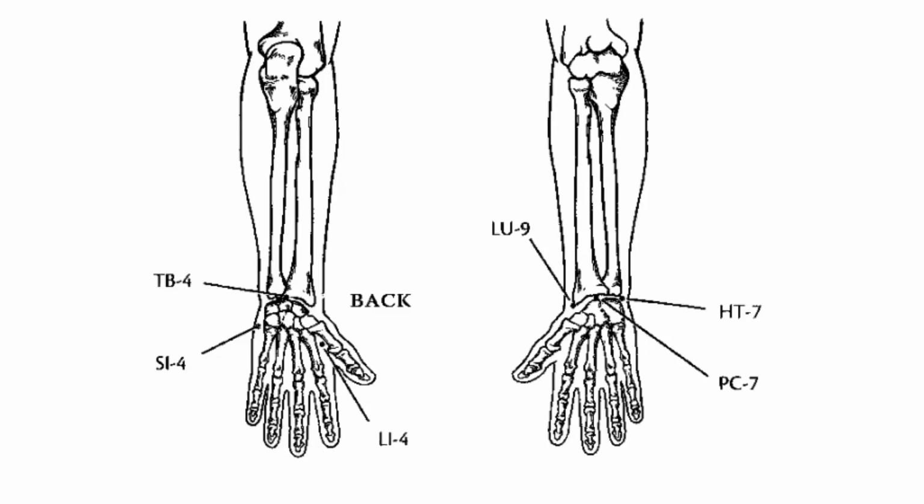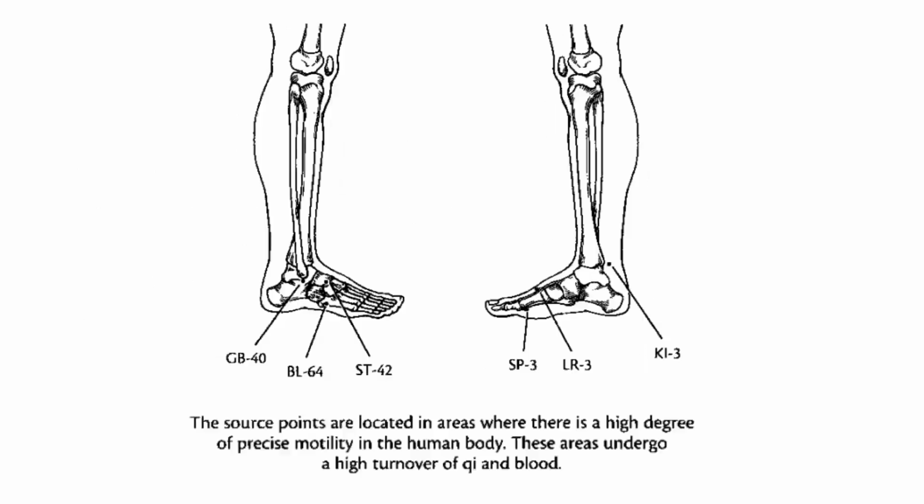So let's take a look at the location of the source points. The source points are actually located in areas where there is a high degree of precise motility in the human body, and these areas undergo a high turnover of qi and blood.